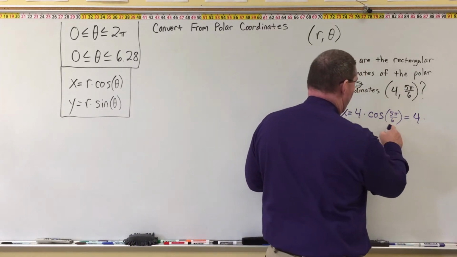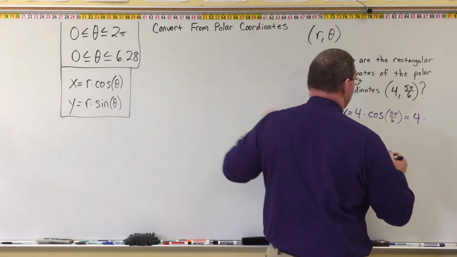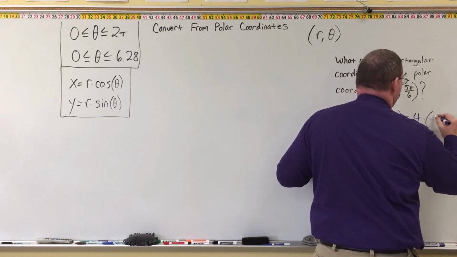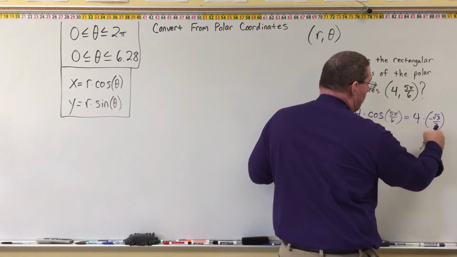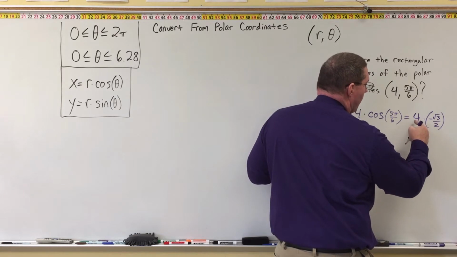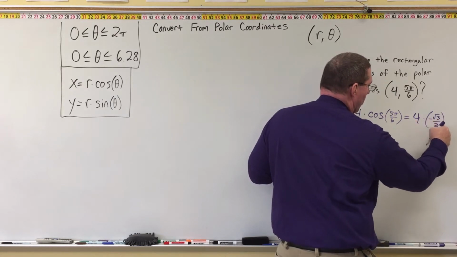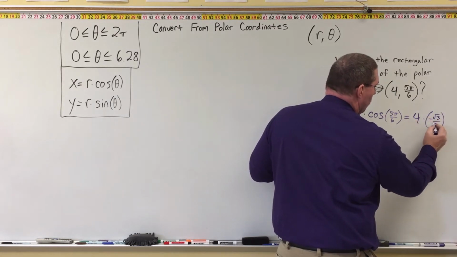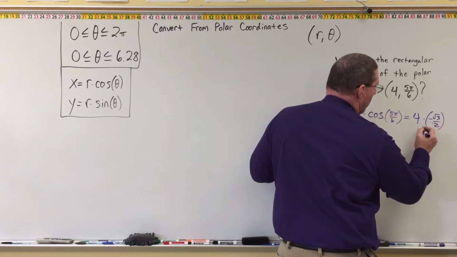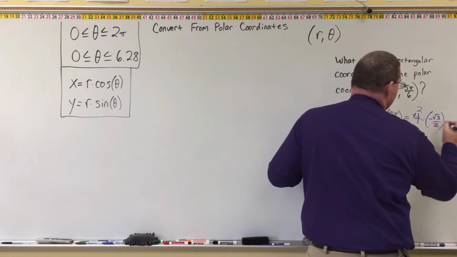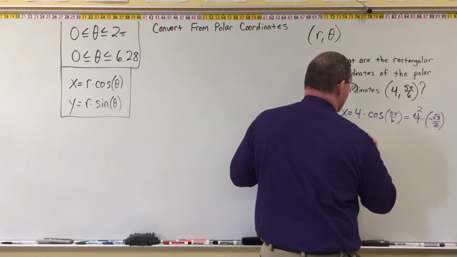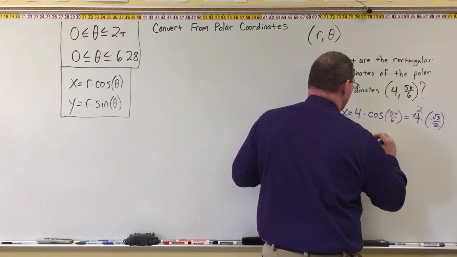Because it's near pi, it's over in the second quadrant. So we get negative square root of 3 over 2. And now we can multiply these two. If we do 4 times negative square root of 3 over 2, the 2 can cancel, and the 4 can be reduced to a 2, right? And so what we ultimately come up with is that x is equal to negative 2 square root of 3.